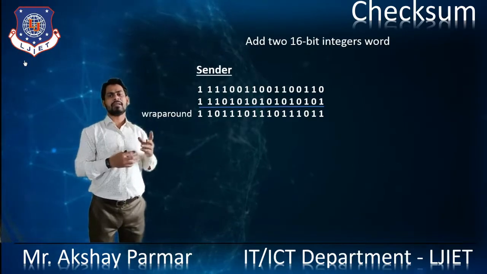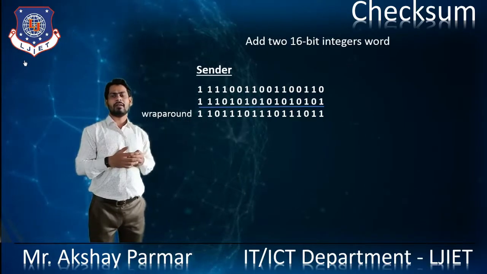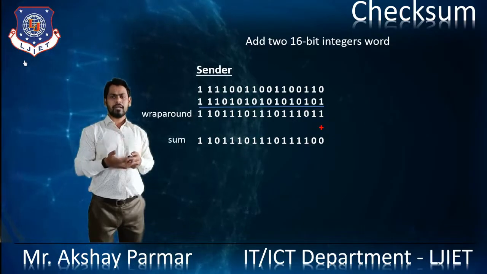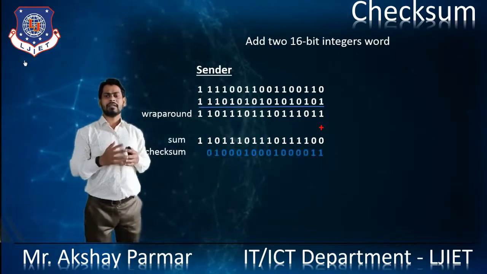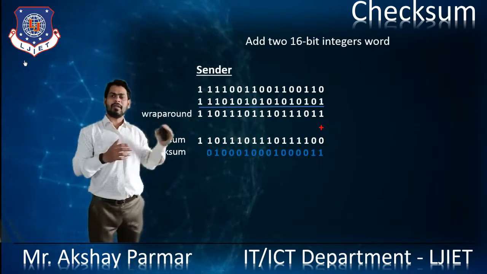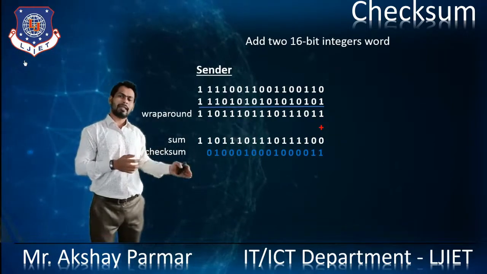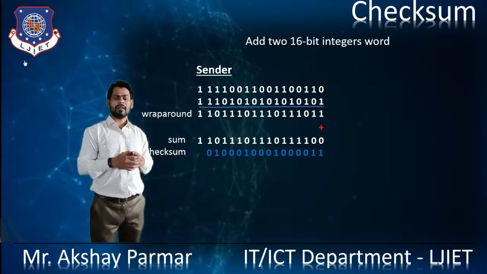So what we can do is simply complement the sum, and we can get the actual checksum. That's how we get the checksum, by taking the one's complement of that wraparound sum. That checksum is sent along with the data to the receiver end.